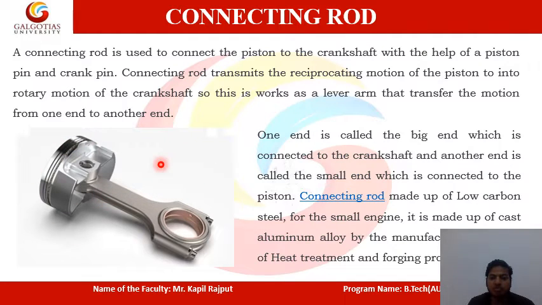This is the small end, which is connected to the piston. The connecting rod is made up of low carbon cast steel. For the small engine, it is made up of cast aluminum alloy by heat treatment and the forging process. So this is the connecting rod.